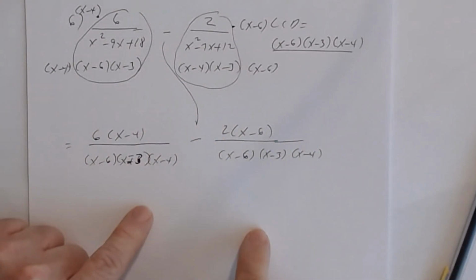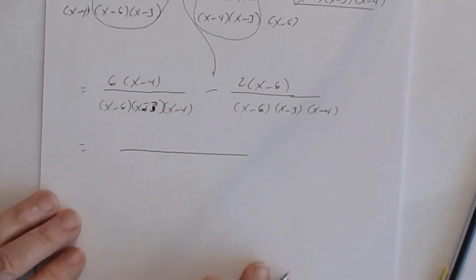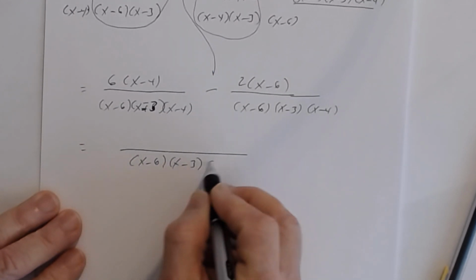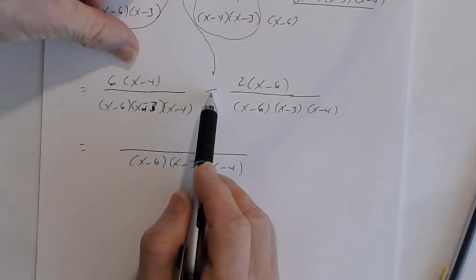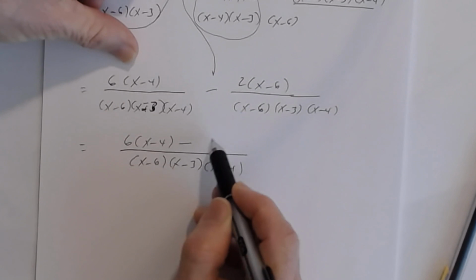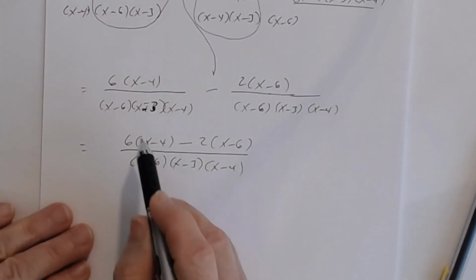Now the denominators are the same. So now you can write this as one fraction with that denominator, x minus 6, x minus 3, x minus 4. And the numerator will be this, subtract this. So you're going to say 6 times x minus 4, subtract 2 times x minus 6. Now the next step is to distribute.